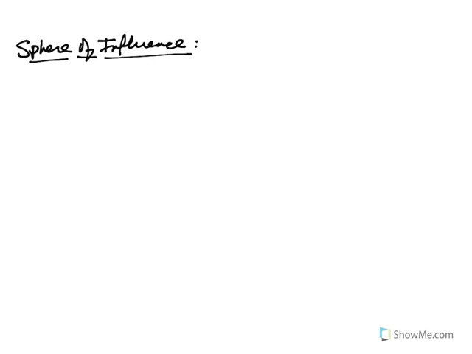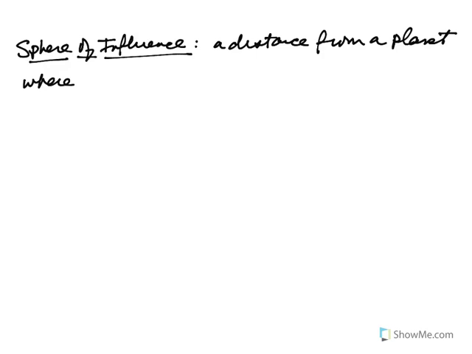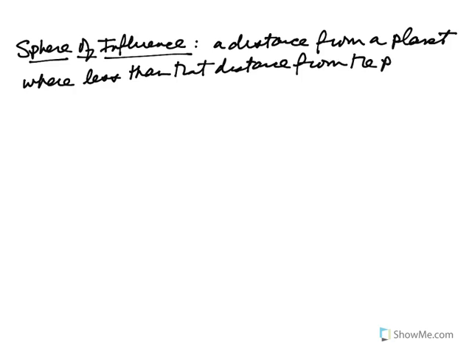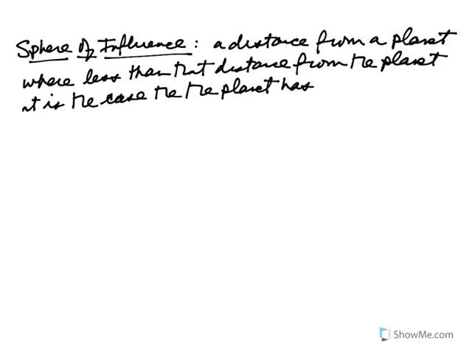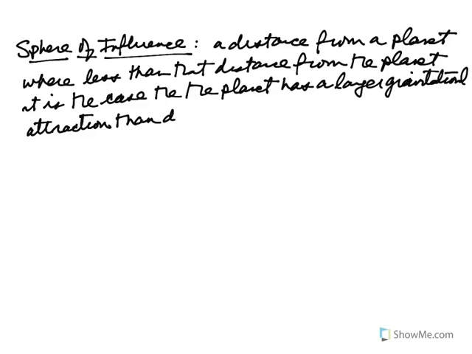So that's the key here: the sphere of influence is a distance from a body, in this case a planet, where below that distance, or less than that distance from the planet, it is the case that the planet has a larger gravitational attraction than does the sun.